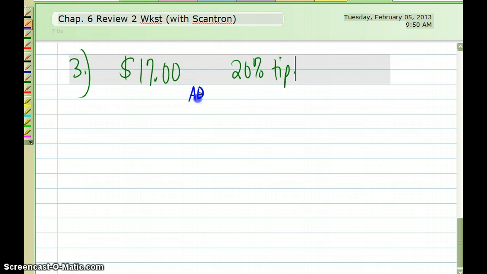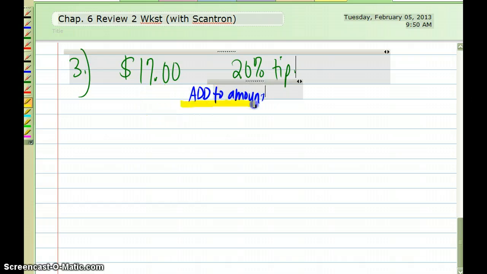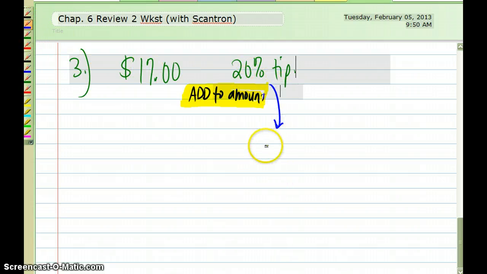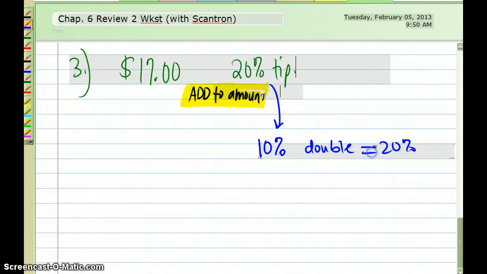So here I'm going to circle the word adding, let's say add to the amount. Add to amount would be the key word that I would highlight in the question that I'm answering. So if I add, I'm going to add the tip. Now, if something is 20%, I always like to think of 10% and then double that later for 20%. So I like 10%. 10% is easy to calculate.